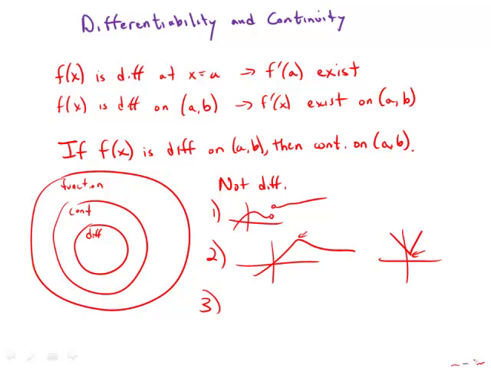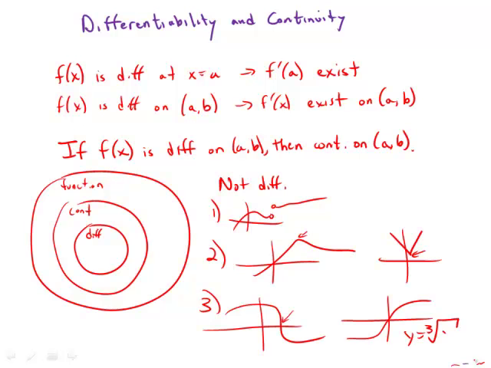If it comes to a point, of course, it's continuous at that point, but it's not differentiable at that point. And then finally, it could be not differentiable if at some point during its curve, it has an infinite tangent line. For example, the function y equals the cube root of x has an infinite tangent line at the origin, so it is not differentiable at the origin. And so those are examples of ways that a function would not be differentiable.